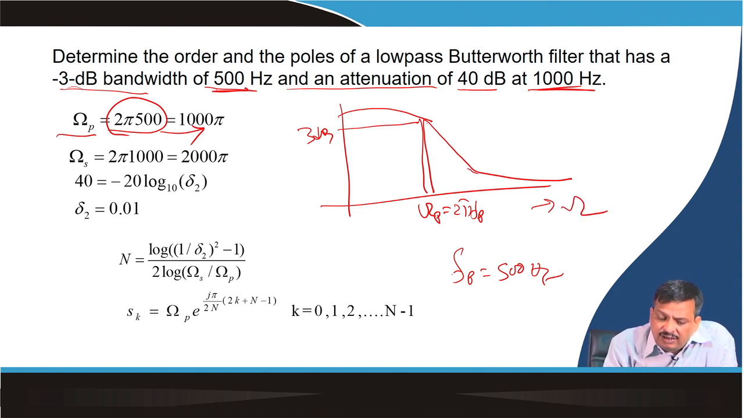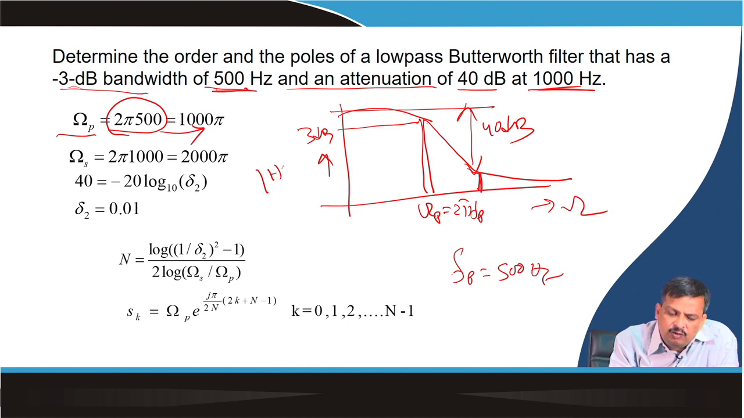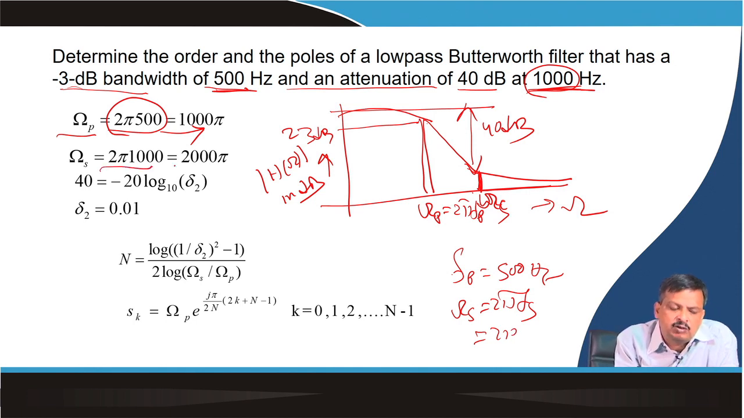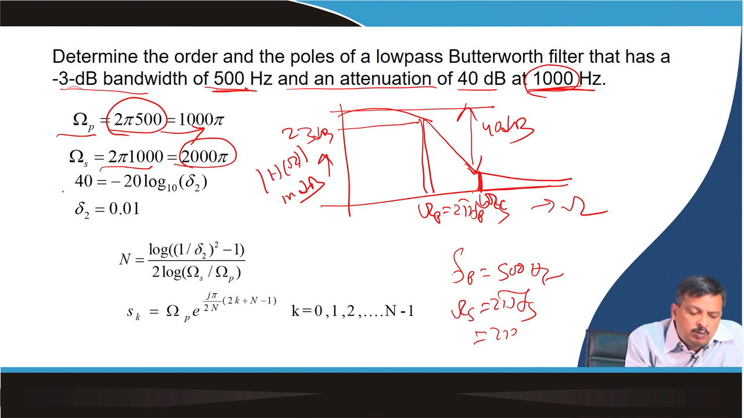Now, this is, let us say, the stop band edge frequency. This is the attenuation, and that attenuation is 40 dB. This axis is mod of H omega whole square in dB. Okay. So, this is 40 dB down, and this is omega s. So, what is omega s? Omega s again is 2 pi Fs. What is Fs? At 1 kilohertz. So, it is 2 pi into 1 kilohertz, it is 2000 pi. How much attenuation? 40 dB.